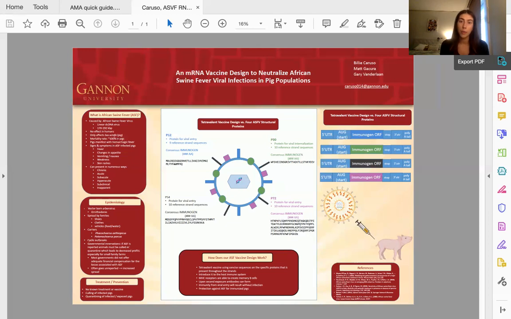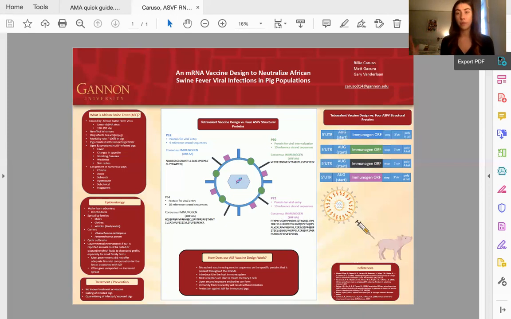So how we came up with this design, we found these 4 different viral proteins, and then we were able to find the sequences. And then after we got the sequences, we got all the different strands. We did a Clustal Omega on JalView to align them and find the consensus sequence. And then once those consensus sequences were found, we were able to run them through a BLAST-P to check for cross-reactivity with already present pig proteins.